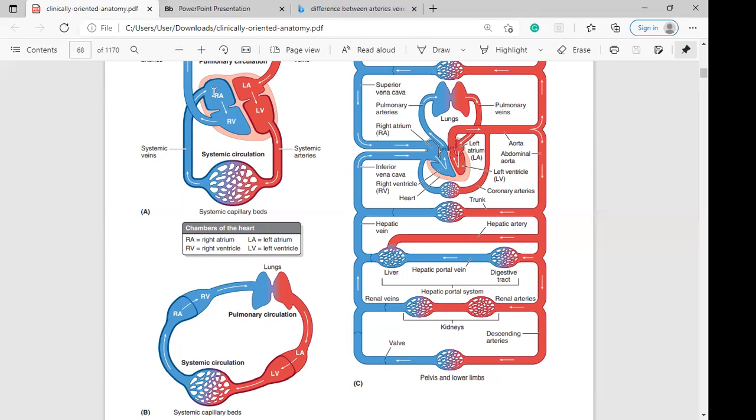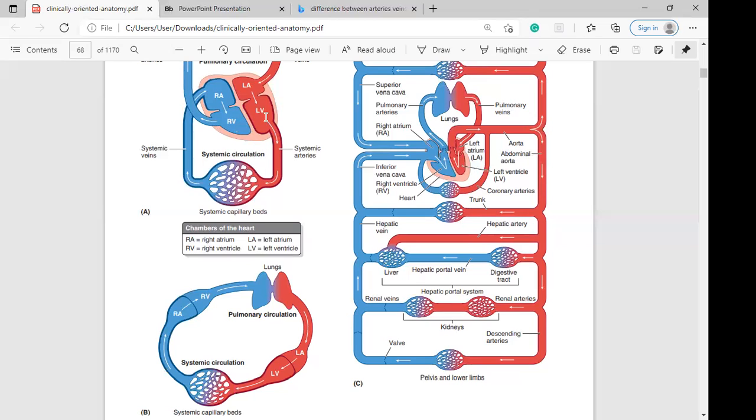Now, there are two other valves that you need to know about, called the pulmonary valve and the aortic valve. Apart from the bicuspid or mitral valve and the tricuspid valve, you have these two other valves. So where is the pulmonary valve? We said when the blood leaves the right ventricle, it enters the pulmonary artery. To prevent the backflow of blood into the ventricle, you need a valve also, which is called the pulmonary valve. It prevents backflow of blood from the pulmonary artery into the right ventricle.